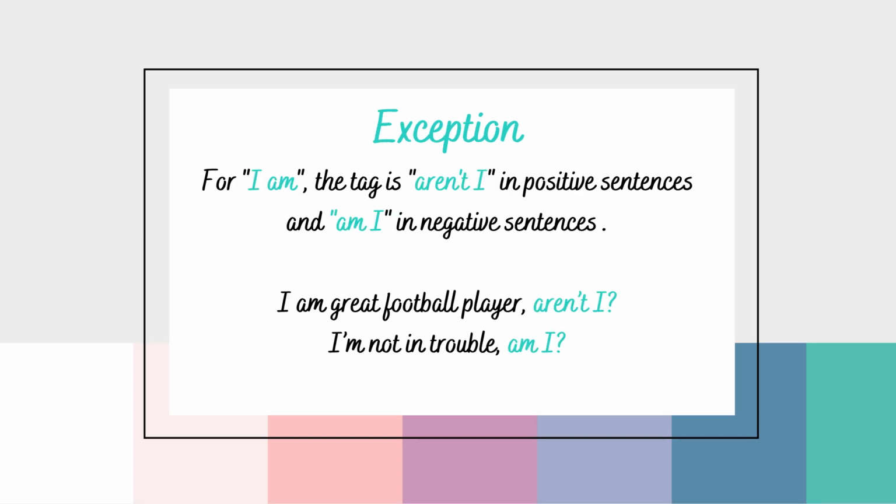There is one exception. For I am, the tag is aren't I in positive sentences and am I in negative sentences. I'm a great football player, aren't I? I'm not in trouble, am I? It would be incorrect to say, I am a great football player, am not I. We don't say this, we say, aren't I?